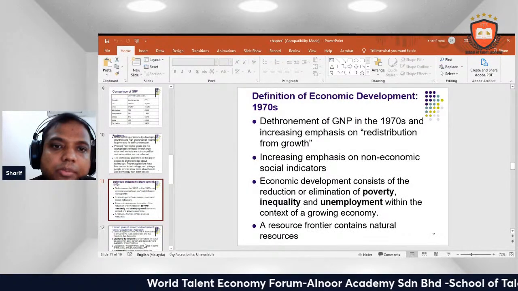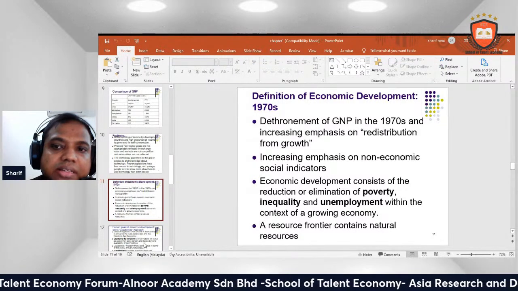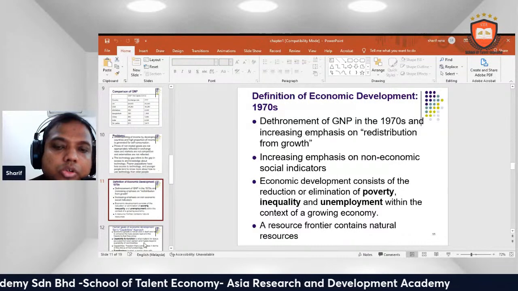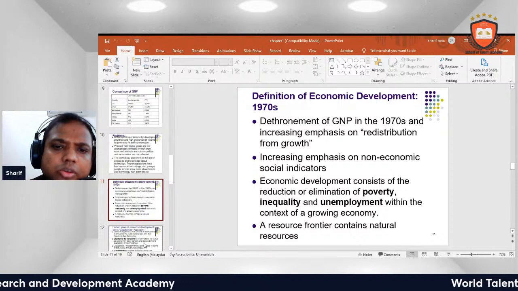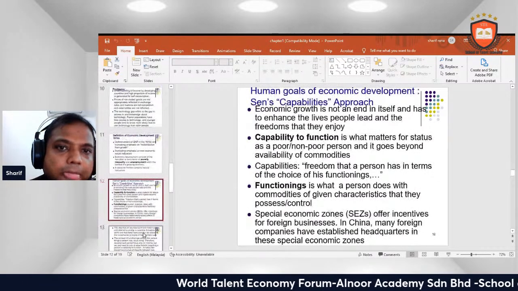Definition of economic development in the 1970s. Determinants of GNP in the 1970s and increased emphasis on redistribution from growth. Increased emphasis on non-economic social factors: development consists of the reduction of poverty, inequality, and unemployment within the context of a growing economy. A resource frontier contains natural resources.